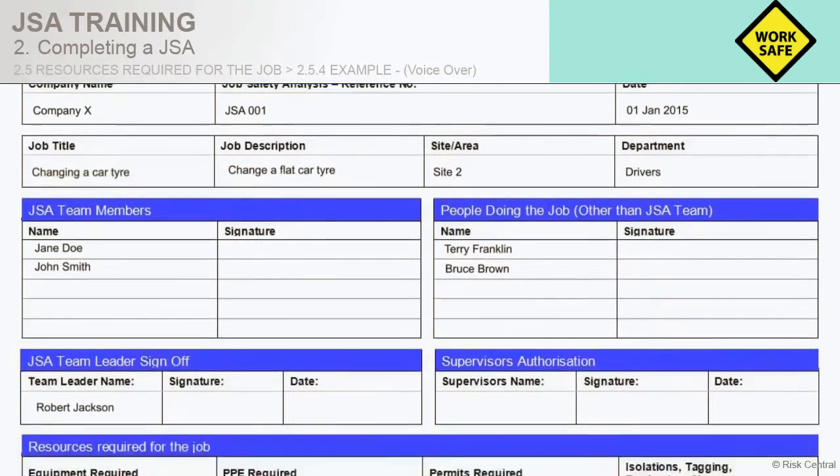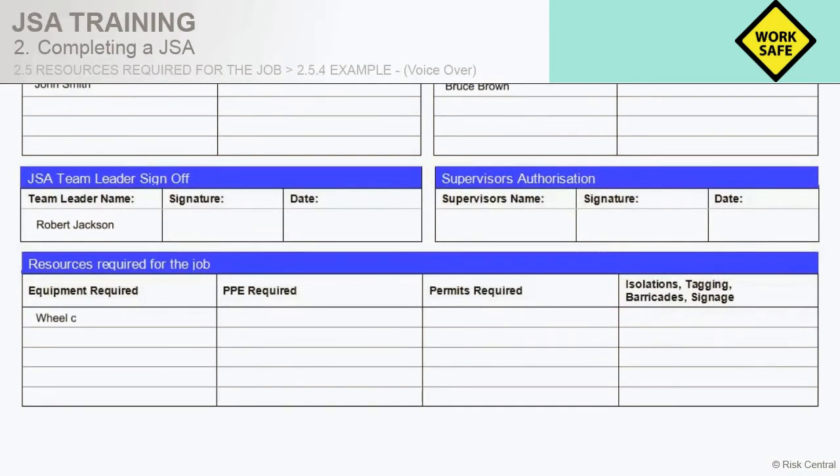A car tyre. Some equipment we might need includes wheel chocks, spare tyre, wheel spanner, car jack, high visibility vests, safety gloves, and road triangles.